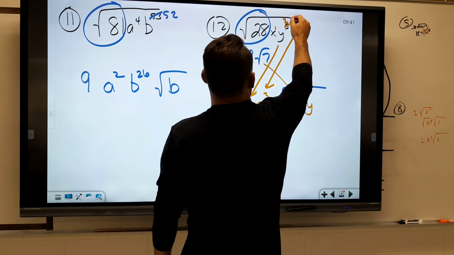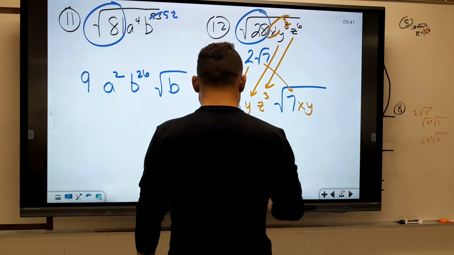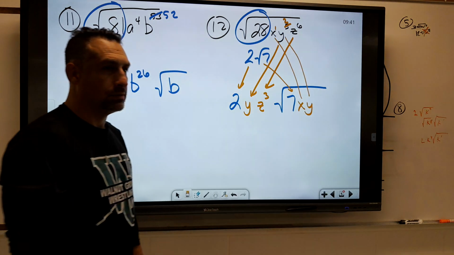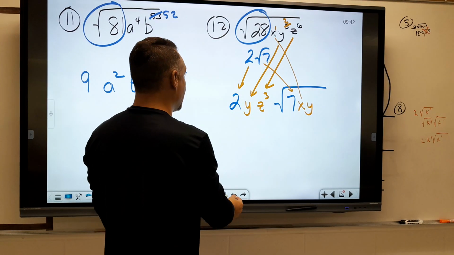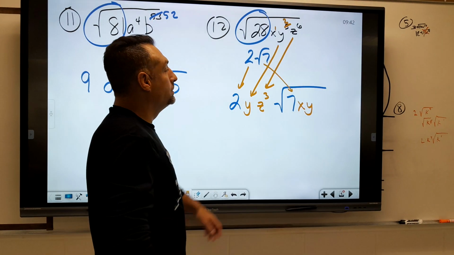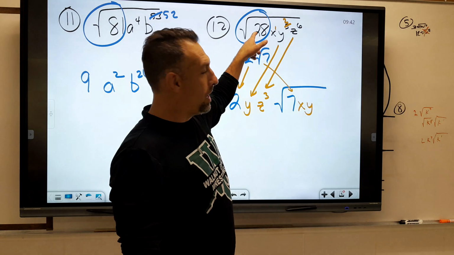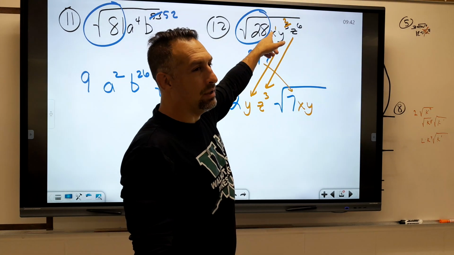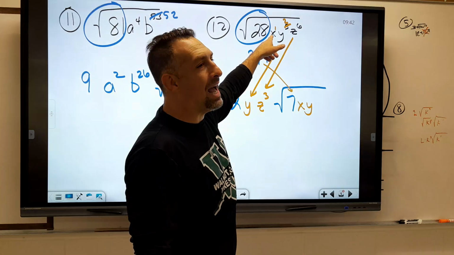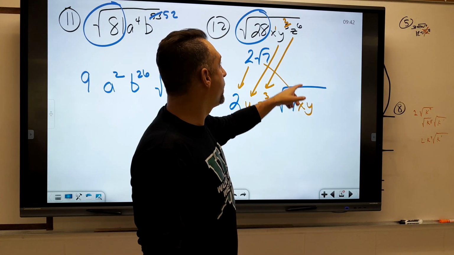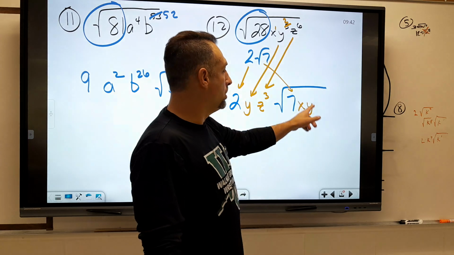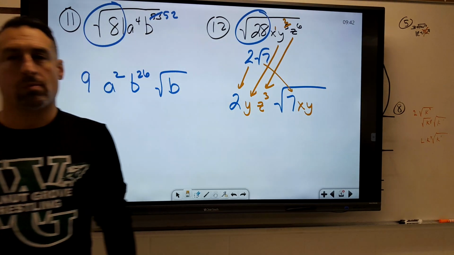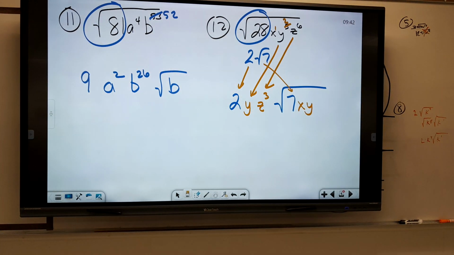The extras, these extra things, are why we have the x and the y. Where is the 7? The 7 came from the 28. The 28 had a 7, goes under the radical. The x was not big enough to half, so it stays under the radical. The y to the 3rd had an extra 1. The y goes under the radical. Everything else was even.